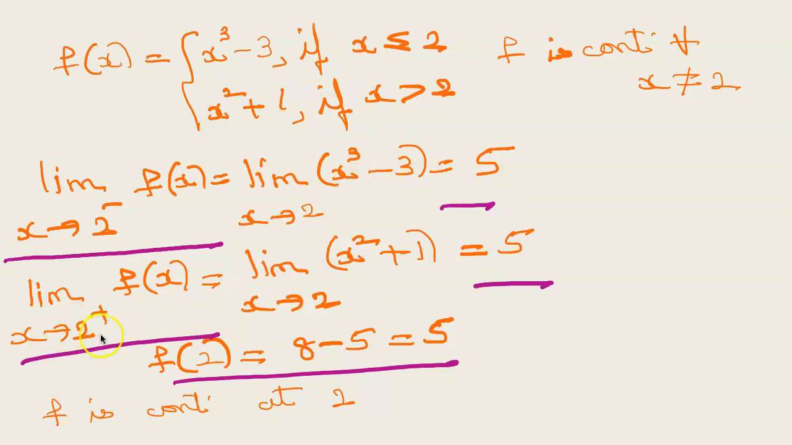And if I take the limit as x tends to 2 from the right of f(x), 2 to the right means x greater than 2. So f(x) is x squared + 1. Substituting you get 4 + 1 as 5. And f(2) will be 8 - 3, which is 5, because f(x) is x cubed - 3 if x is less than or equal to 2. So we have the left-hand limit is 5, the right-hand limit is 5, and f(2) is 5. So the limit as x tends to 2 from the left of f(x) equals the limit as x tends to 2 from the right of f(x) equals f(2). So f is continuous at 2.